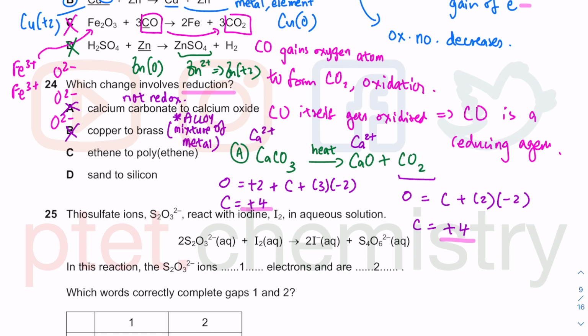Ethene to polyethene is what you call addition polymerization. Addition polymerization is part of alkene chemistry in organic chemistry, definitely not reduction there.